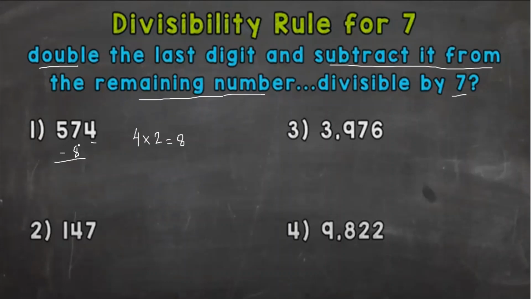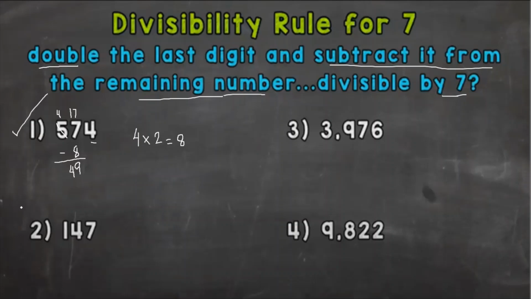7 minus 8 cannot be, so we're going to borrow from 5. 5 will become 4, and 7 will become 17. 17 minus 8 is 9, and then bring down 4. Now, the answer here is 49. Is 49 divisible by 7? The answer is yes. 49 is divisible by 7 because 7 times 7 is 49. So since 49 can be divided by 7, therefore the whole number, 574, is divisible by 7.